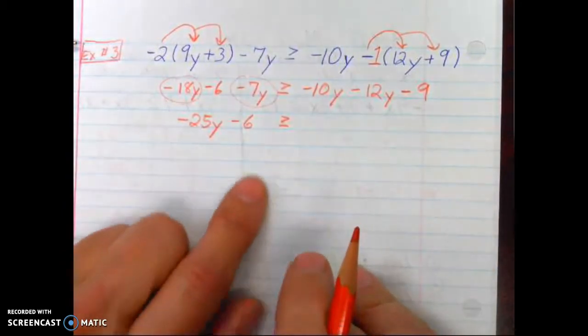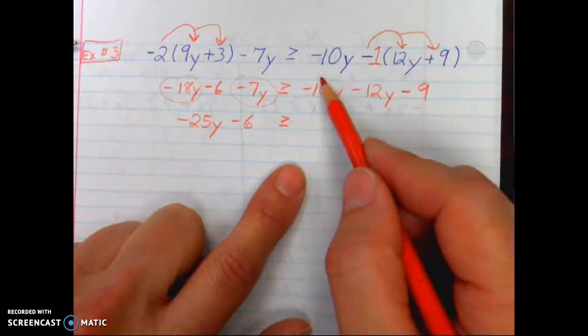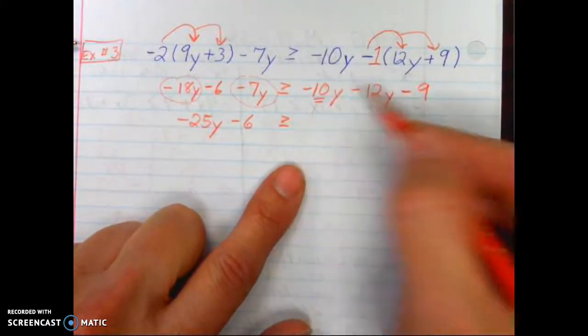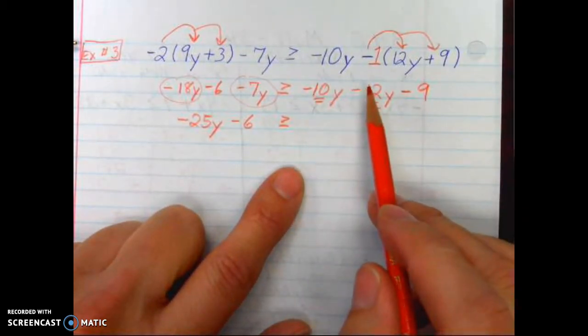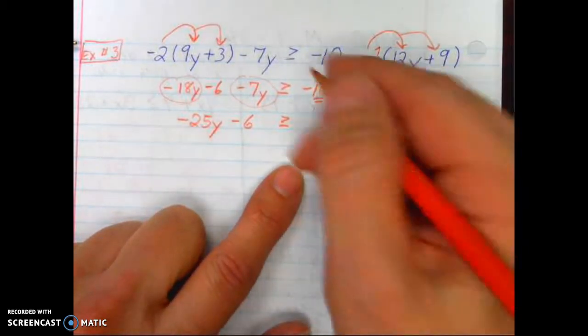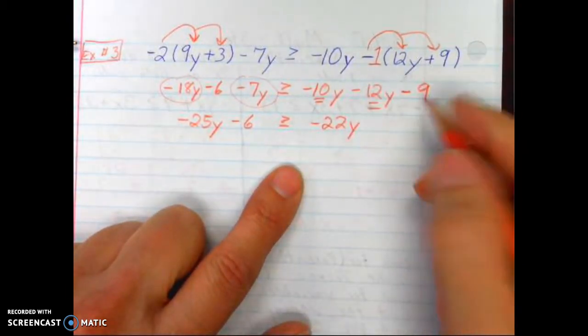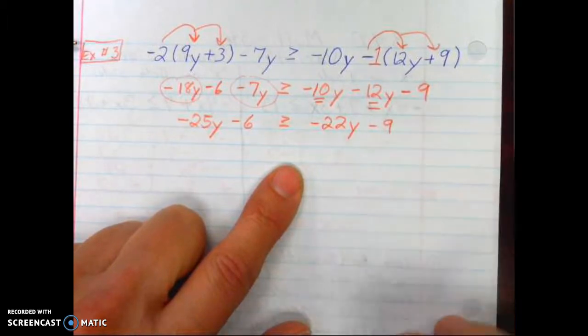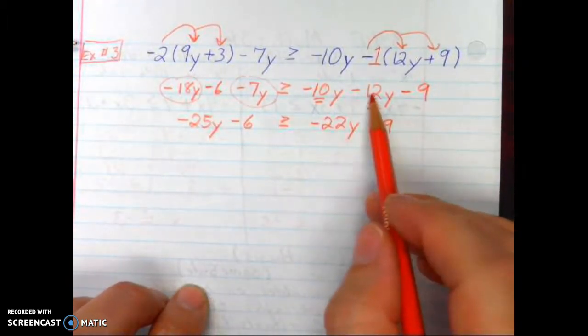So I have that. Now, I look on the other side, and there's two y's over here. Well, because they're on the same side, they're like terms. So I'm going to go negative 10 plus negative 12, and that's going to give me a negative 22y. And then I didn't touch my minus 9, so he's there. So we had two sets of like terms, so that's why I just put lines under this side.